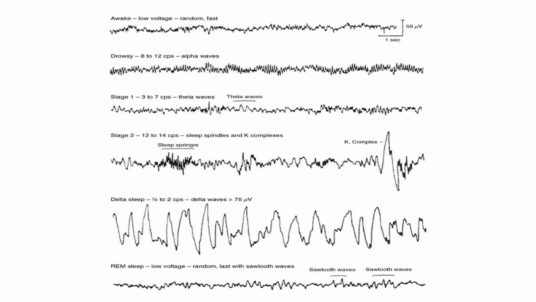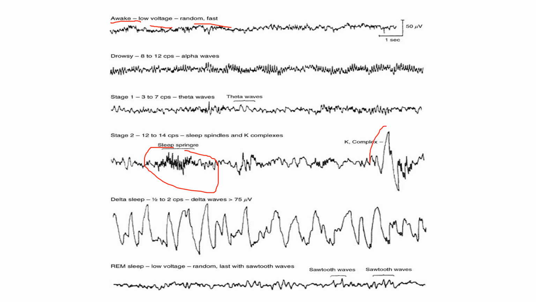This is an example of what we see during wakefulness, or when we're awake. We have this low voltage, random and fast waves, and then as we get drowsier, we get these alpha waves, and then in stage 1 we move into these theta waves, right? So we see this mixed frequency, low amplitude. Stage 2, again, we talked about the low amplitude, mixed frequency, but we may see these sleep spindles, and these sleep spindles are associated with memory consolidation and learning.